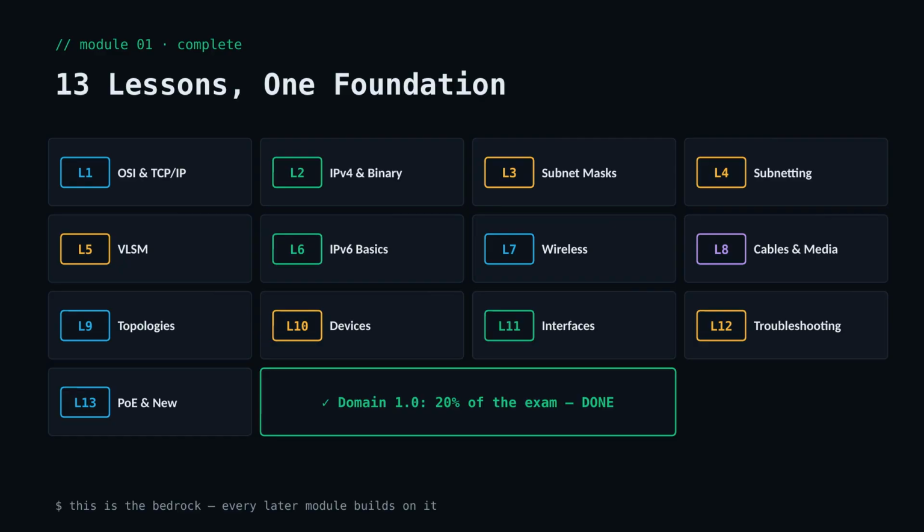You started with the OSI and TCP/IP models, moved through IPv4, binary, subnet masks, subnetting, and VLSM, then layered in IPv6, wireless, cables, topologies, devices, interfaces, troubleshooting, and finally, PoE. That's Domain 1.0, 20% of the exam, done. And every later module builds directly on what you just covered.